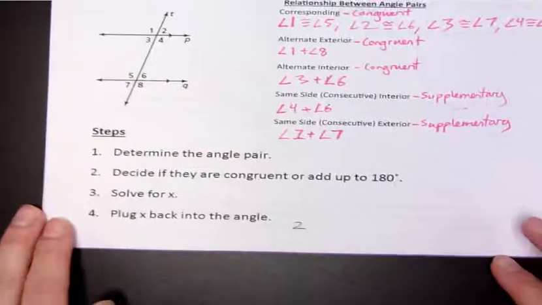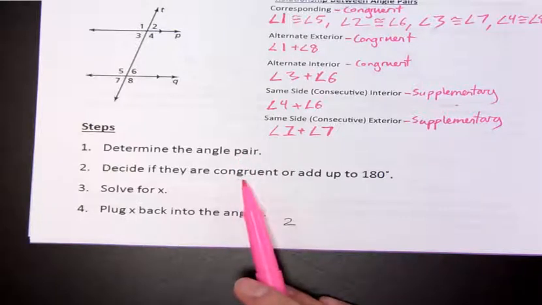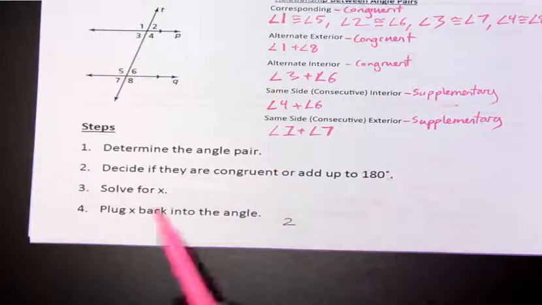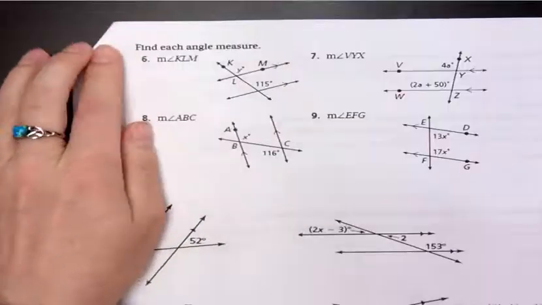Okay, so every problem that we solve with these, we determine the angle pair, we decide if they're congruent or add up to 180, solve for x, plug x back into the angle. 4 really easy steps, right? Okay, so flip over to our last page of notes for today. Let's actually solve some problems.